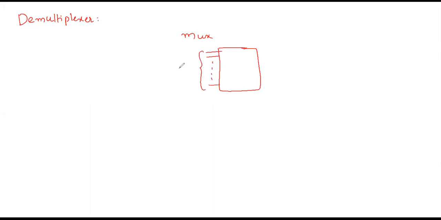Today we discuss demultiplexer. Okay. We know that a multiplexer, simply mux, is having 2 to the power of n data inputs and n selection lines and one data output.